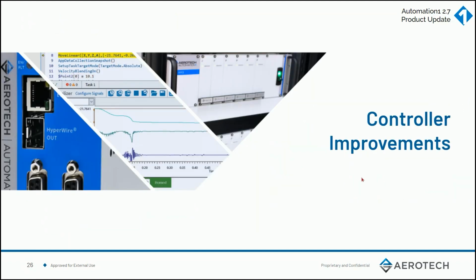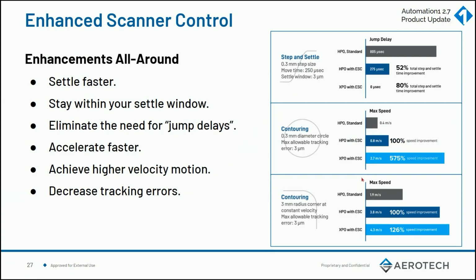Moving on to controller improvements. One that we're really excited about here is enhanced scanner control. This is targeted at our laser scan head customers. So if you're buying the AGV HPO or AGV XPO from Aerotech with the Automation1 GL4 drive, this is going to apply to you. And if you're not buying those products now and you're a laser user, shame on you for 7 weeks. These products are really industry-leading, top-of-the-line products from Aerotech.